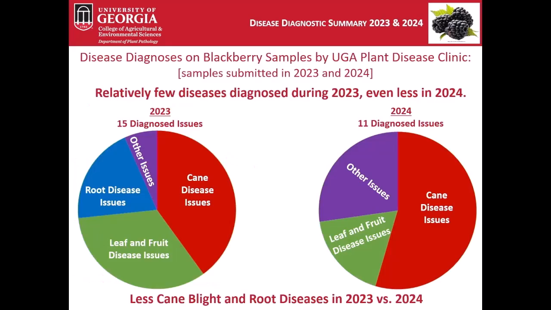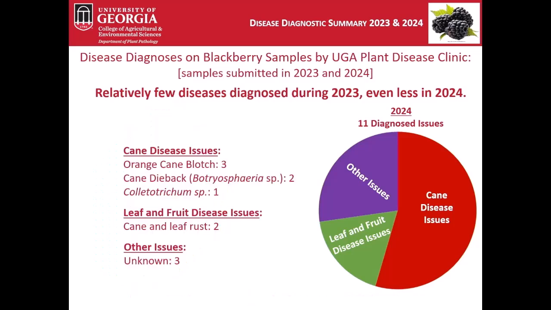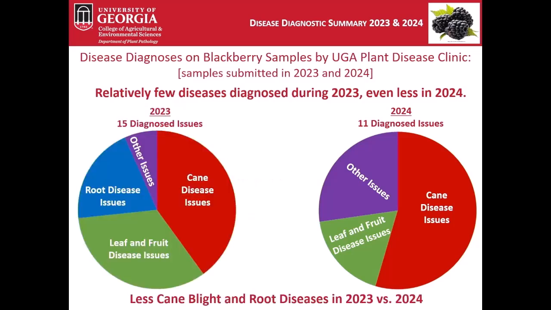In 2024, the diagnostic clinic diagnosed 11 different issues on blackberries. This is a pretty low amount of diseases diagnosed relative to previous years. 2023 was also pretty low and had 15 issues, but primarily we see a lot of cane disease issues as well as some leaf and fruit disease issues. So specifically, mostly the difference between these 2 years is we saw less cane blight on samples submitted to the diagnostic clinic this year and less root diseases in 2024 relative to 2023.